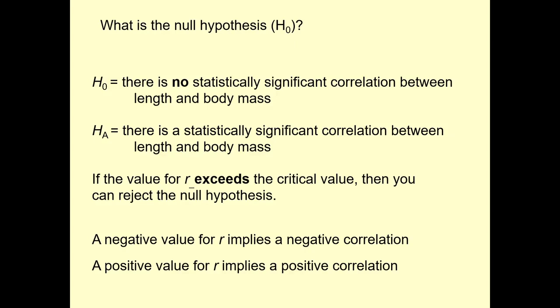So in what case do you reject the null hypothesis? You reject the null hypothesis if your R value exceeds the critical value. So if your R value is bigger than the critical value, then you can reject the null hypothesis. If it is lower, then you have to accept the null hypothesis. Let us not forget, a negative value for R implies a negative correlation. A positive value for R implies a positive correlation.